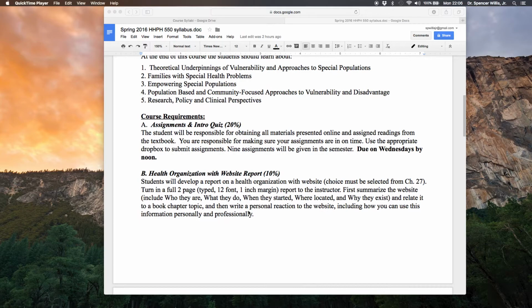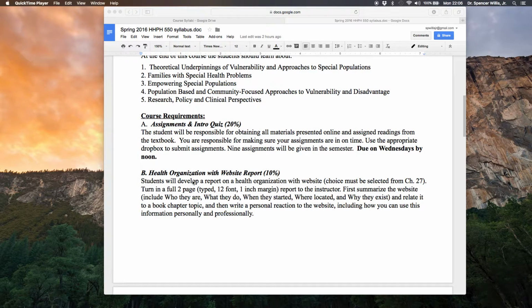Next, we have the Health Organization and Website Report. In the semester, you're going to develop a report on the health organization that's found in Chapter 27. You're going to submit a 2-page paper that's going to address the website. It's going to summarize who they are, what they do, when they were started, where they're located, and why they exist. And also you need to relate it back to a chapter or chapter topic in the book, and also write a personal reaction to the website, including how you can use this information personally and professionally. That needs to be turned in 2-page maximum. So I don't need anything that's more than 2 pages.